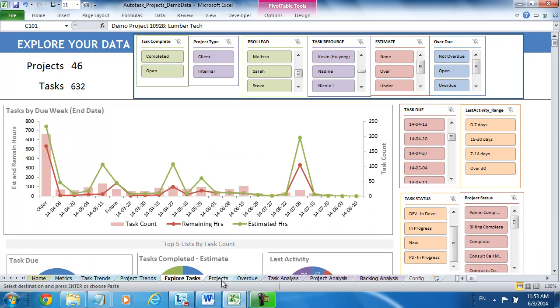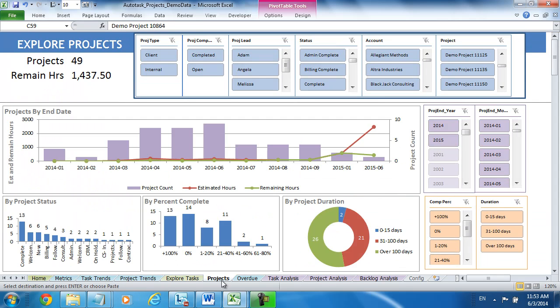We give the same Explore screen on a project level. So if I go over to the Project Explorer screen, it's the same information. I see number of projects, number of remaining hours. So I've got 1,400 remaining hours on the 47 remaining projects.